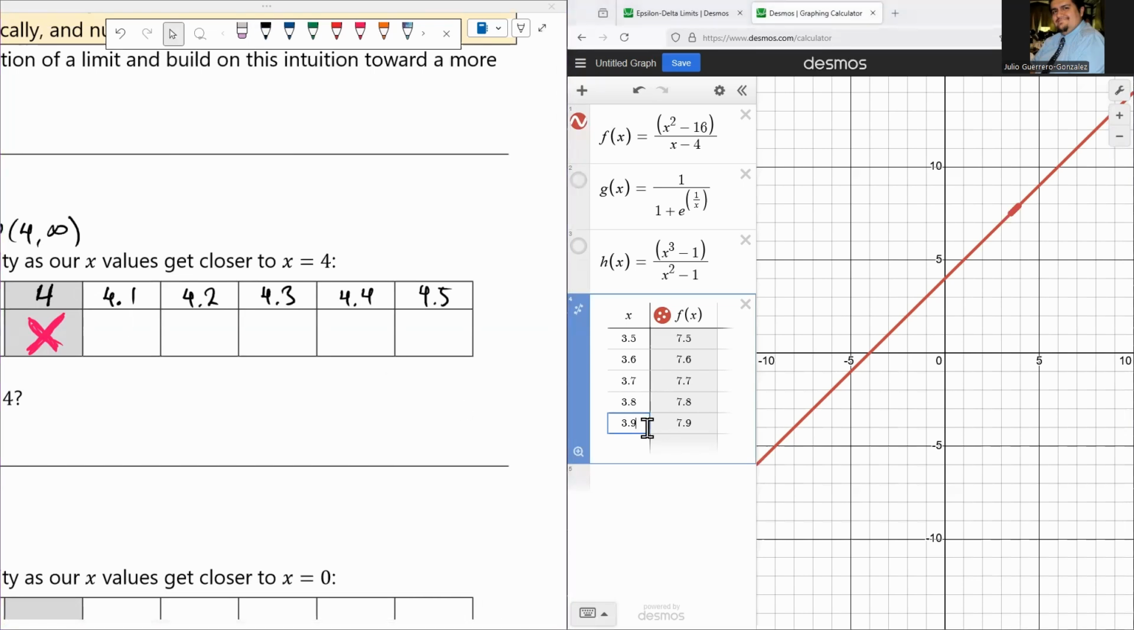I'm going to get rid of these x values. Okay, I'm going to start from 4.1, 4.2, 4.3, 4.4, 4.5. I'm going to just copy those over. Okay, and we get 8.5, 8.4, 8.3, 8.2, and 8.1. Got it? Okay. That's all I needed Desmos for.